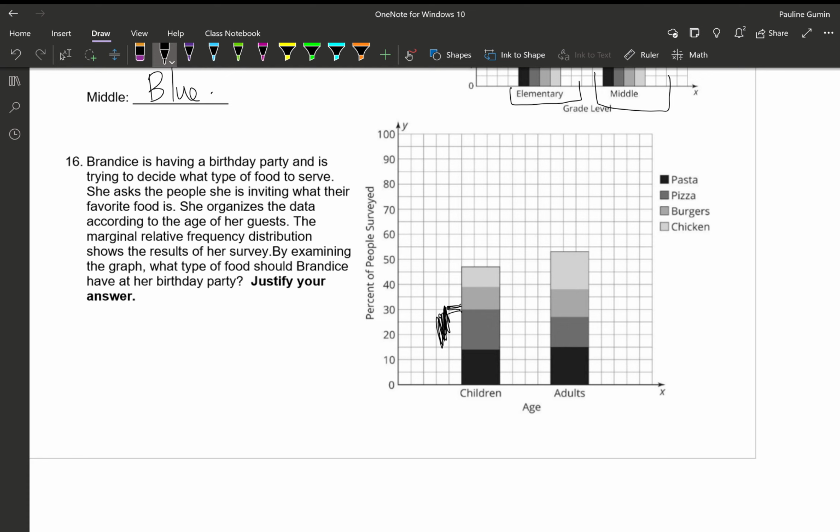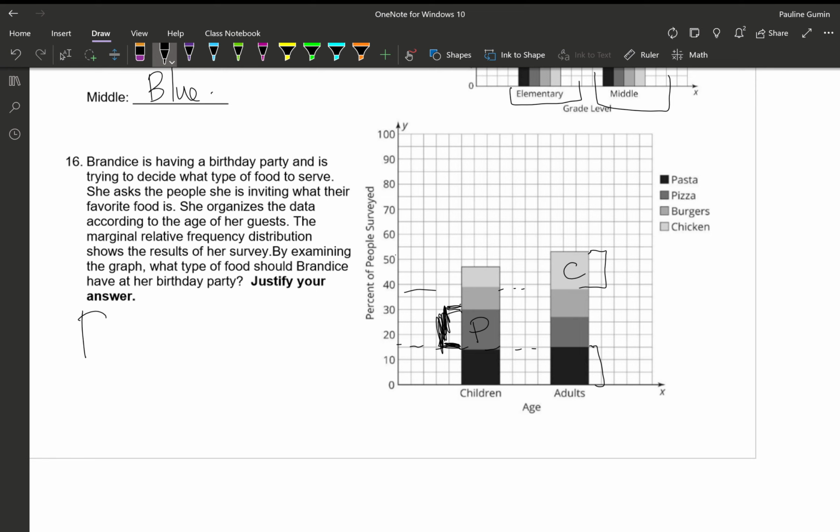Now, it looks like this part is the biggest part for children. It goes kind of from 30 to right there. So this is the most popular one for children. I don't know why I drew an O. What does that stand for? P for pizza. And then it looks like this one is the tallest one for adults. C for chicken. Right? Because this one goes up to 20. Actually, no, that goes up to 15. My bad. I thought I made a mistake, but I didn't. That goes from, yeah, perfect.